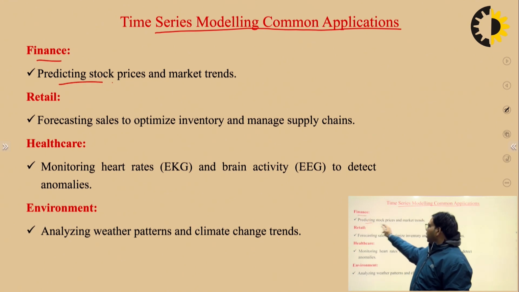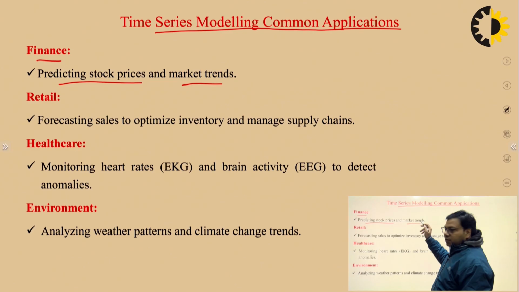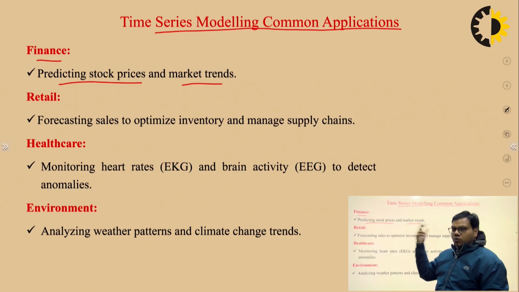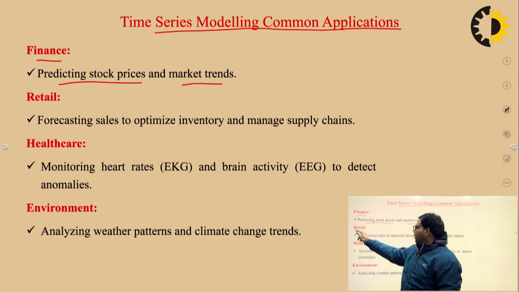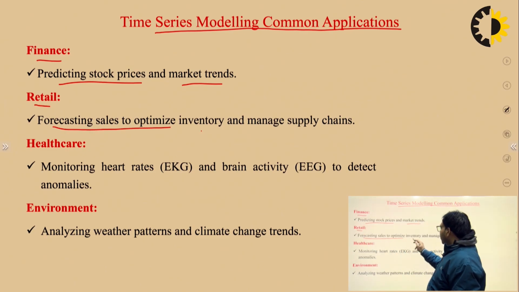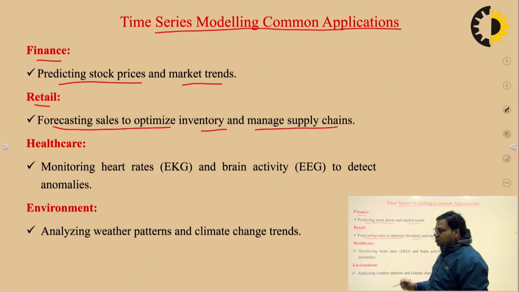Finance, predicting stock prices and market trends. It could be business trends as well, like whether my business is in a growth trend or in a loss trend, etc. Retail, forecasting sales to optimize inventory and manage supply chains. Like in winters, we have a spike, a rise in the demand of some kinds of products. In summer, we have a spike in sales of some particular class of products.